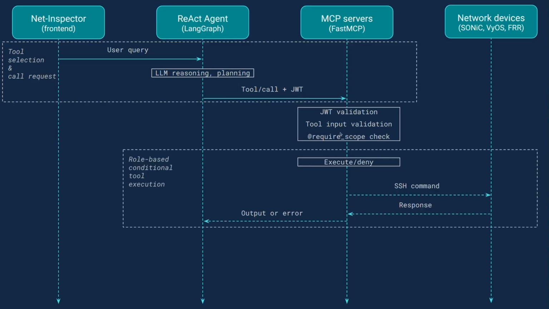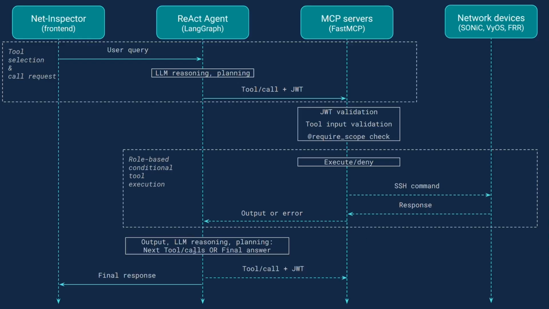If all these checks pass, then the MCP server communicates with the network devices, executes the command that is in our tool, and gets the response. Or if it is not passing, for instance, there is a scope that is not authorized or not devoted to a particular user role, there is a denial and we get the output or error.